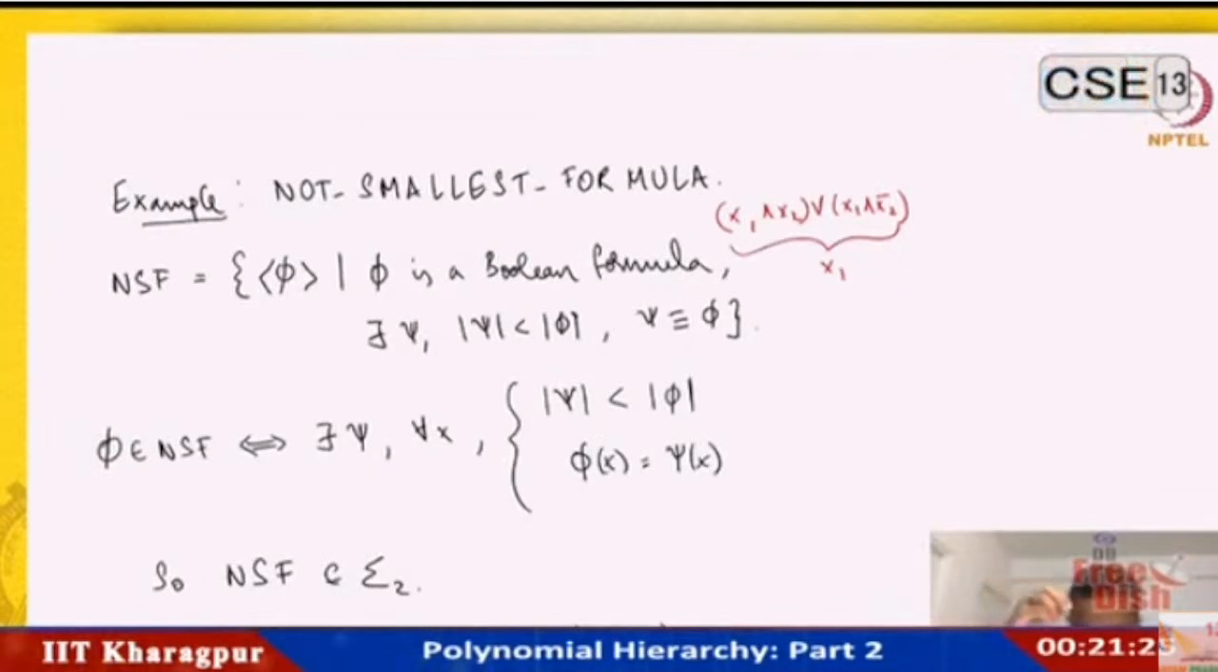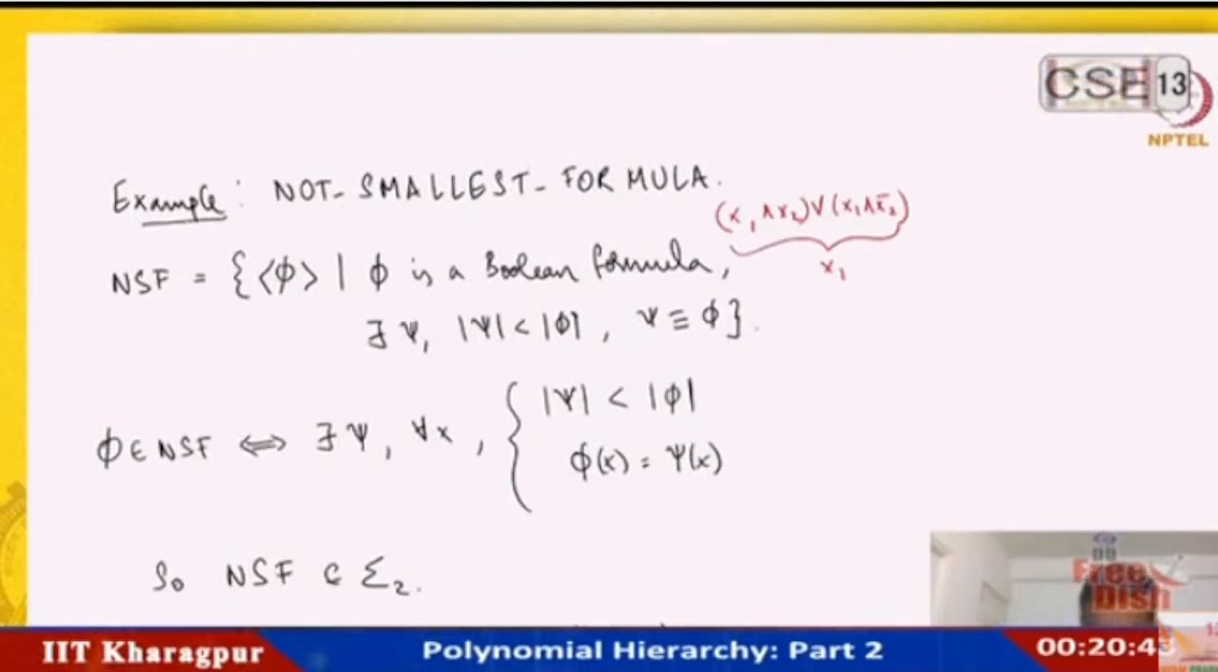Why? Because how do we write that this is not the smallest formula? A Boolean formula phi is not the smallest Boolean formula if it's a Boolean formula, and there exists another formula psi which is equivalent, and psi is smaller than phi. Equivalent means for all the values it evaluates to the same value. So if you consider this and this, the thing that I have written in red, they are equivalent. For all the values of x1 and x2, it is equal to just x1.